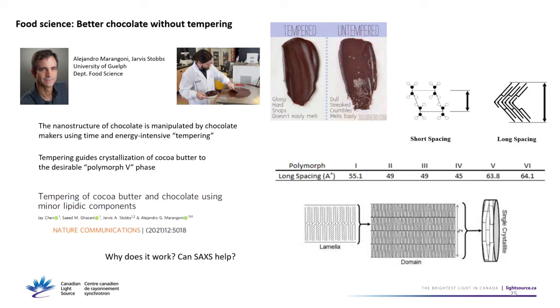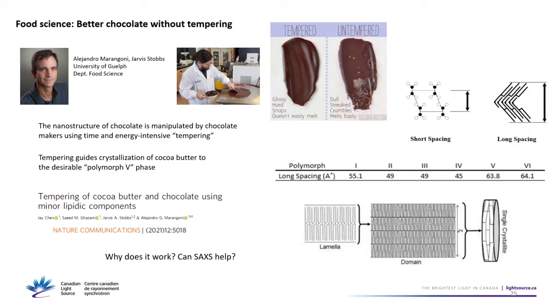affected. The properties of chocolate are affected by this distribution of cocoa butter polymorphs. There are several different forms that cocoa butter can crystallize in, and it's this form 5 here that's the really good one. It has properties where it's super glassy looking. It's hard, it snaps easily, it doesn't melt easily, and has a great mouthfeel.